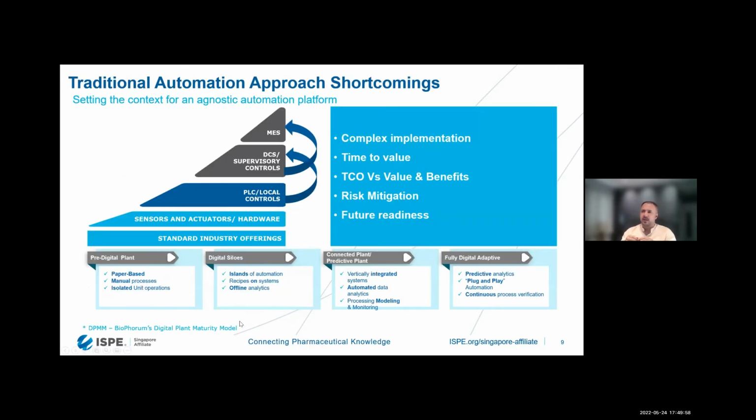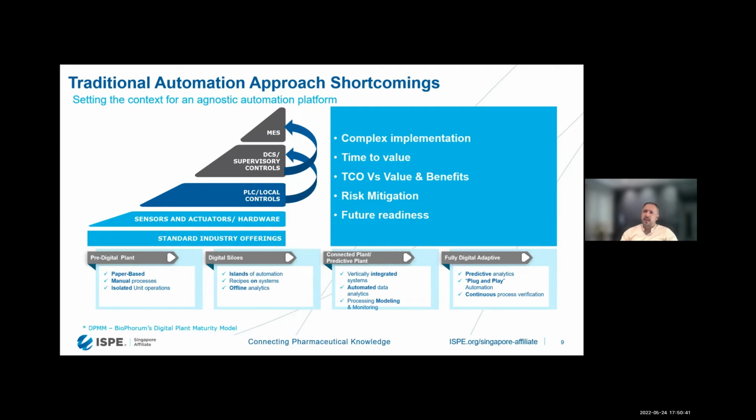Well, I'll go a little fast from here. So basically, if you look at the left side of the screen, you see the automation pyramid. Typically, the first one, which I think we all have come across, is the standard industry offerings, which would be more of the sensors and the actuators and the hardware. And the next would be some of the local controls, and the third would be some of the supervisory controls, and ultimately it would be the MES kind of capability. And then, of course, these days we are looking a lot at the cloud solutions as well.